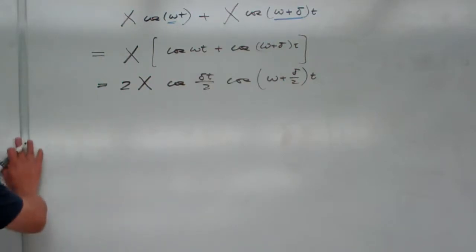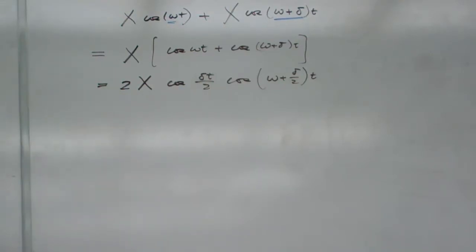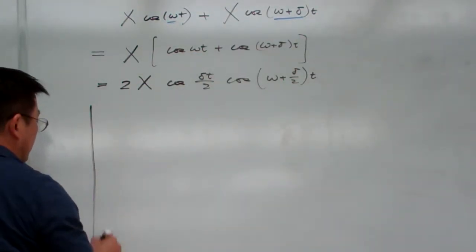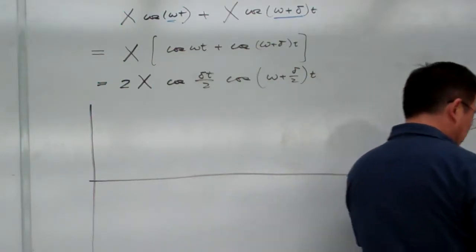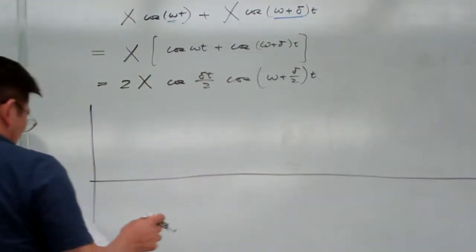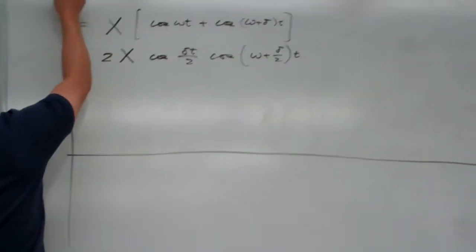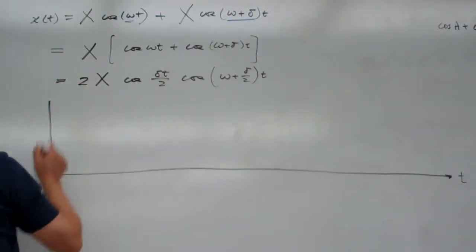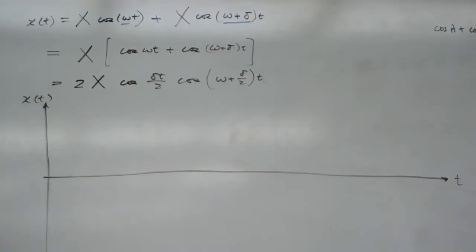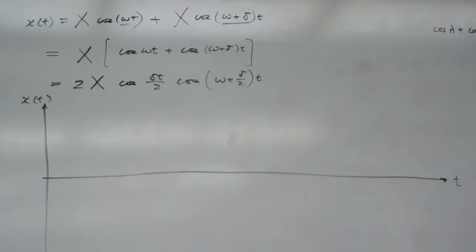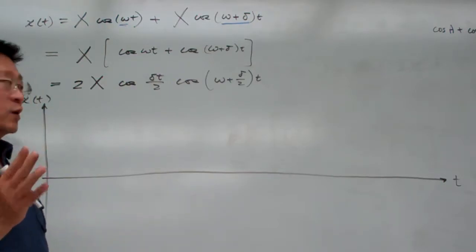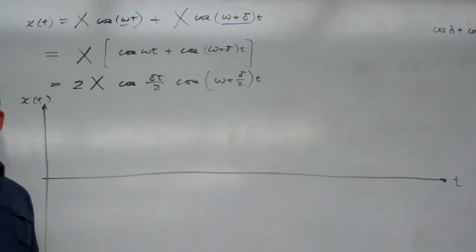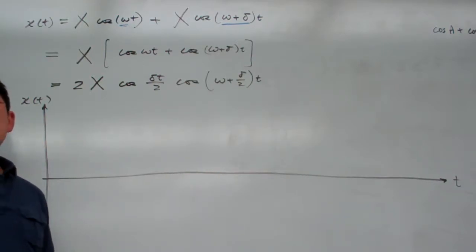Okay, so that is the result, and I want to show graphically what the result looks like. If you have the slide with you, you don't need to draw this one. Let me say this is x over t. I'm going to draw the result here. From here you can see this is the composition, actually the multiplication, of two cosine functions of different frequencies.